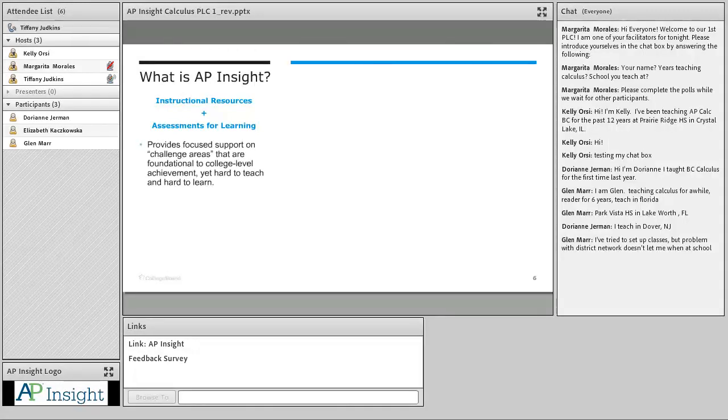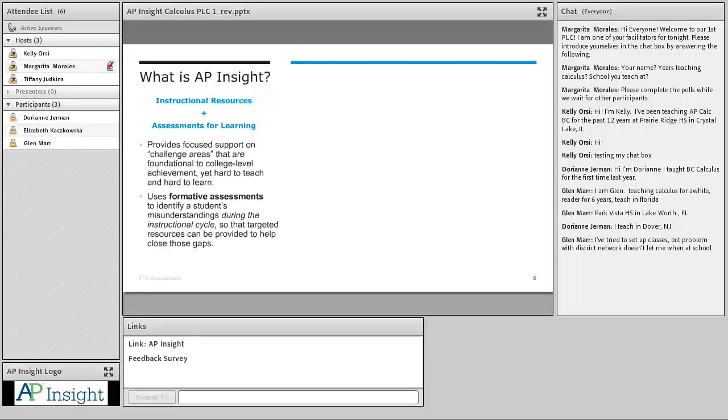It's intended to provide focused support on specific challenge areas that are foundational to college level achievement, but are hard to teach and hard for students to learn. And it uses formative assessments to identify students' misunderstandings during the instructional cycle so that targeted resources can be provided to help close those gaps. So just a couple things I want to call out here.